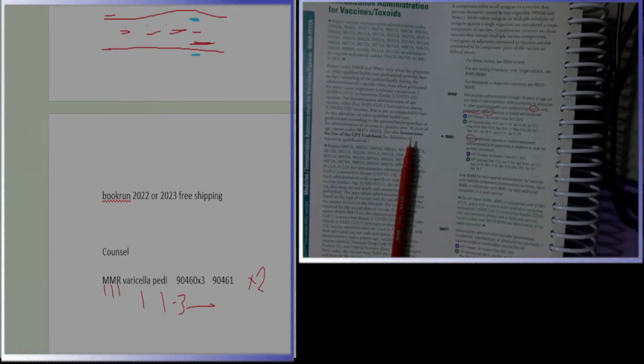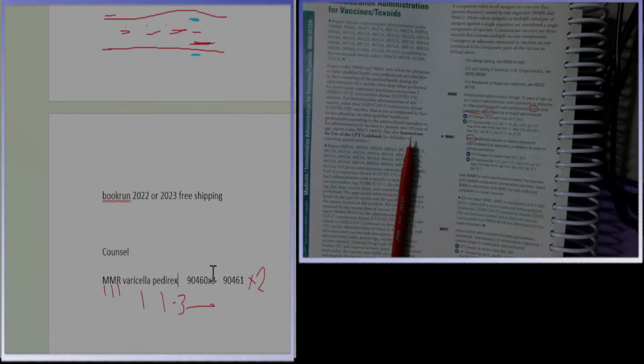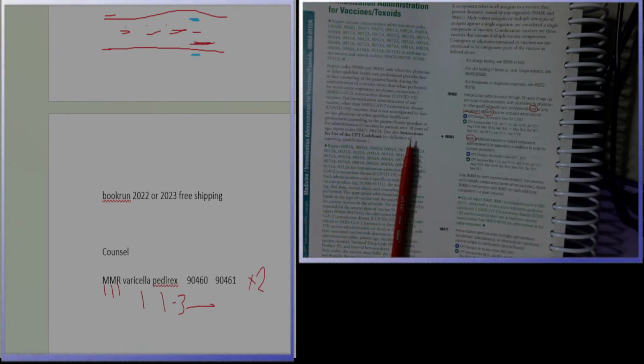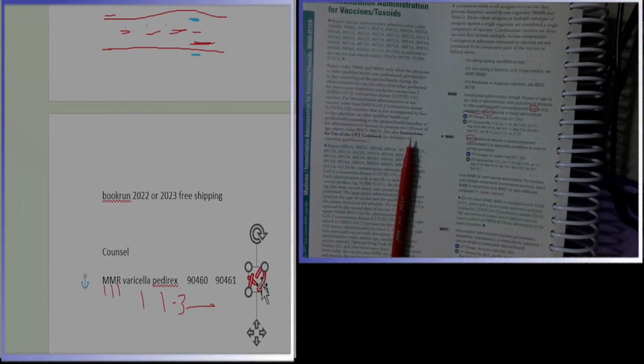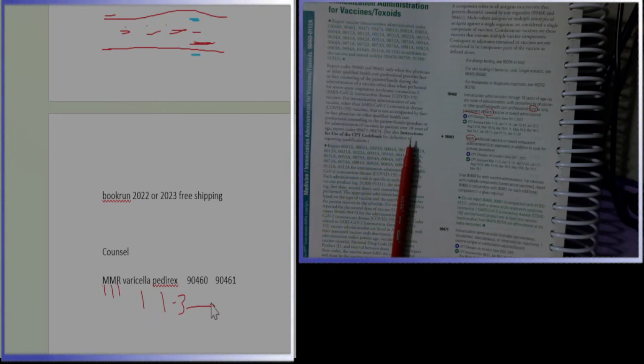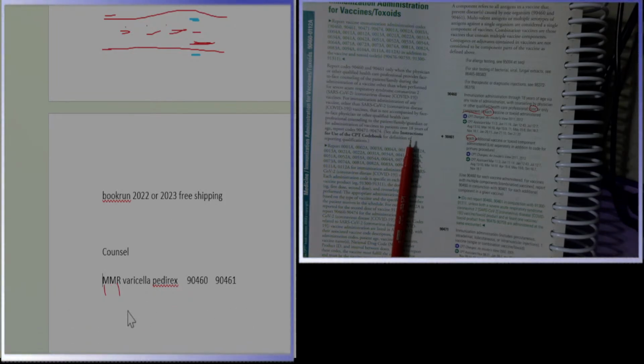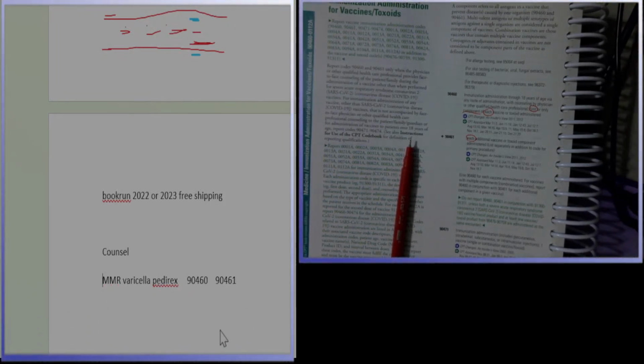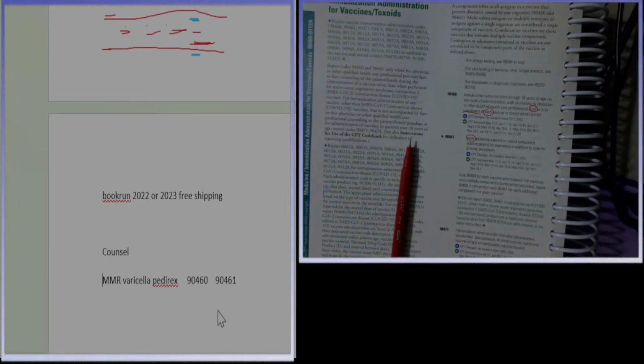Pediarex. What would the answer be if it was Pediarex, MMR, and varicella? Did I spell it right? Pediarex? I don't know.